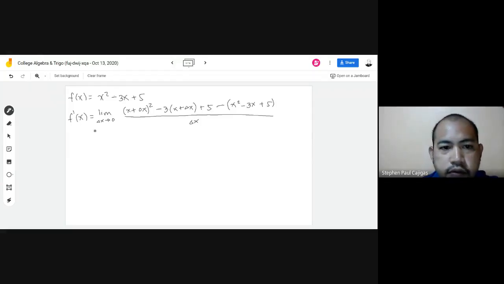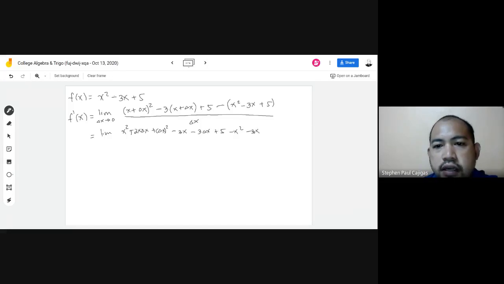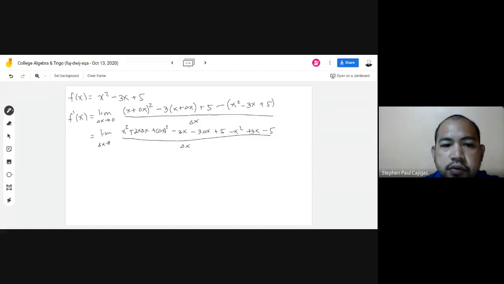So we will now expand inside the limit. This is a binomial, and we square it using the shortcut: x squared plus 2x delta x plus delta x squared. So that we don't forget, put delta x squared in parentheses. Then minus 3x minus 3 delta x plus 5, minus x squared, minus 3x, plus 3x, minus 5, all over delta x as delta x approaches 0.